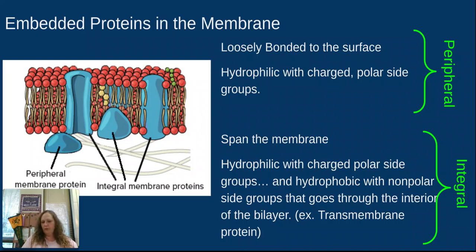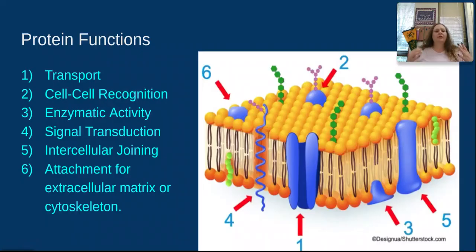And then we have our integral membrane proteins. And if you look at the picture, you can actually immediately see the difference. Integral is integrated throughout the phospholipid bilayer. So they span the membrane. Some of them are going to be hydrophilic with charged polar side groups, and some are going to be hydrophobic with nonpolar side groups. These are the ones that are going to go all the way through the interior of the bilayer. The example we would have here would be like a transmembrane protein, usually used for things like transport into or out of the cell. The proteins that are found in the cell membrane have a lot of different functions.